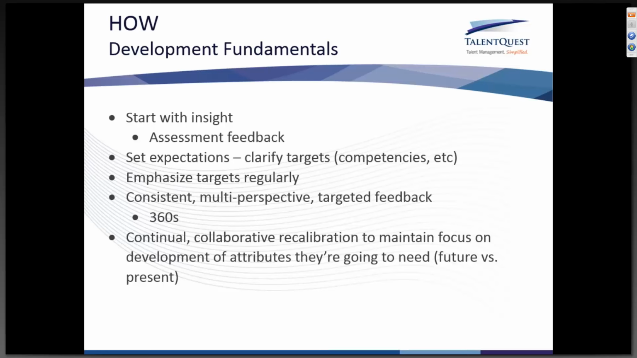Development fundamentals. So how do we go about developing these people? I would say the best starting place, and a place where you get a lot of bang for your buck, is just starting with increasing their insights. So that assessment that was done to bring them in provides valuable information that can really add to their development just in and of itself.